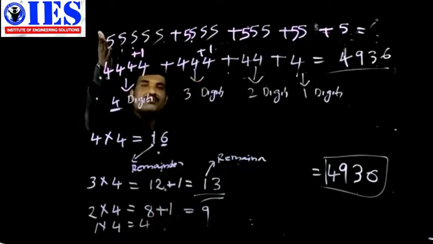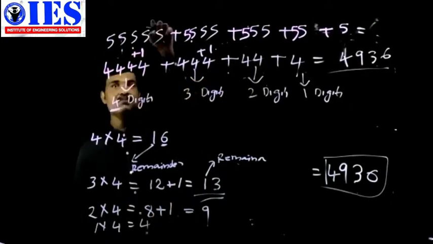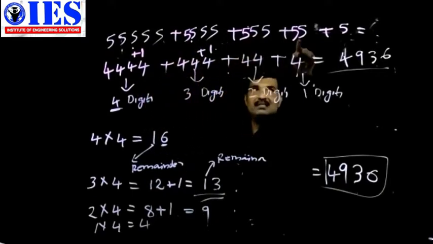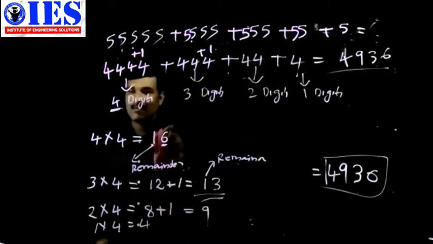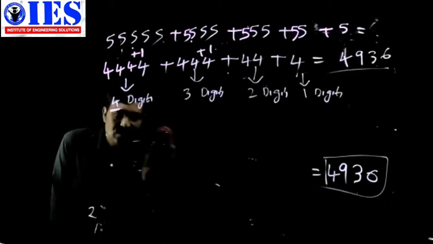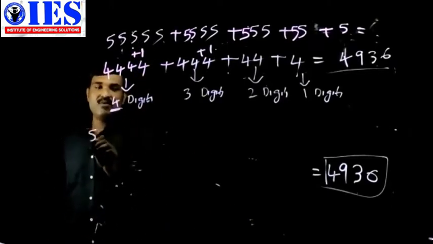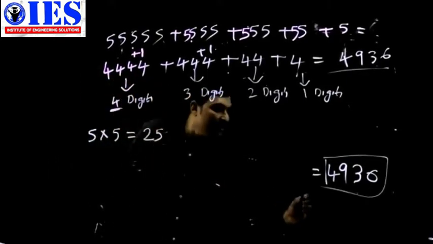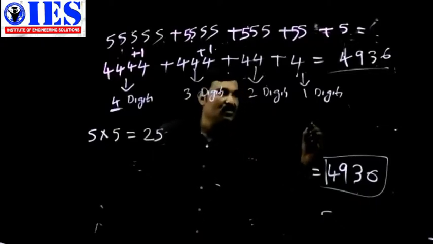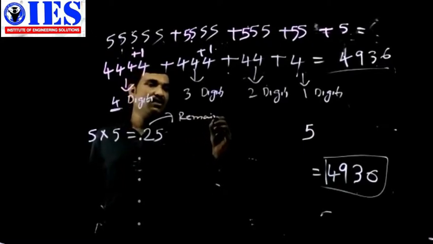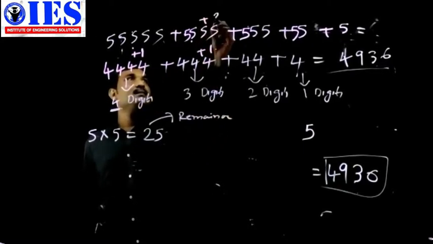Similarly, we can perform the same method for this problem also, right? But the thing you have to remember is we require all terms. Here a 5-digit number, 5 digits, then a 4-digit number, 3-digit number, 2-digit number, and 1-digit number. Then only we can apply this method so as to simplify. So here it is a 5-digit number, so I can write 5 into 5, that is equal to 25. Now I am taking this 5 and writing it here. So 2 is the remainder, so adding this 2 here.